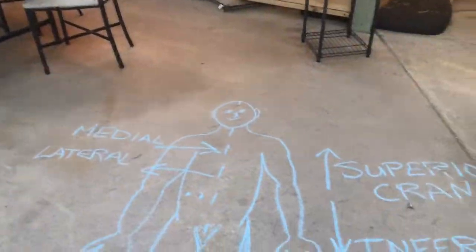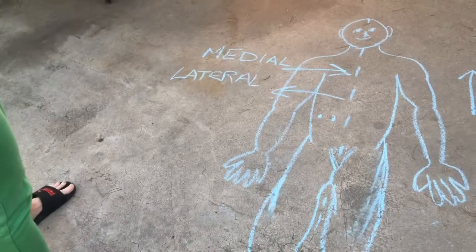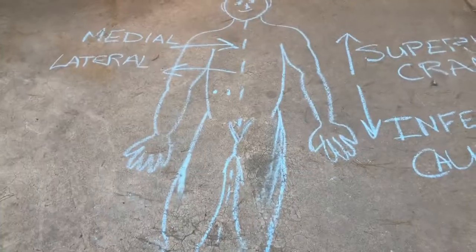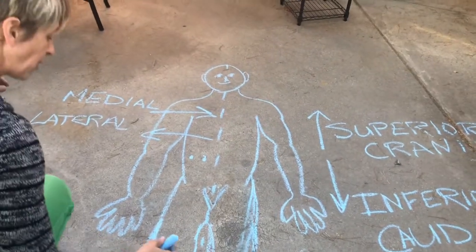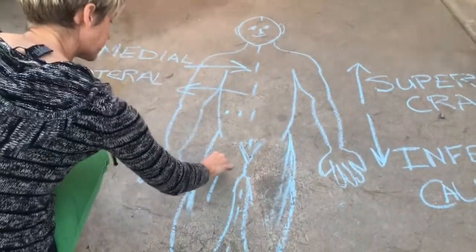So superior, inferior, medial, lateral. Let's look at proximal and distal. Proximal and distal are terms that are used on the limbs. Proximal is more toward the trunk.